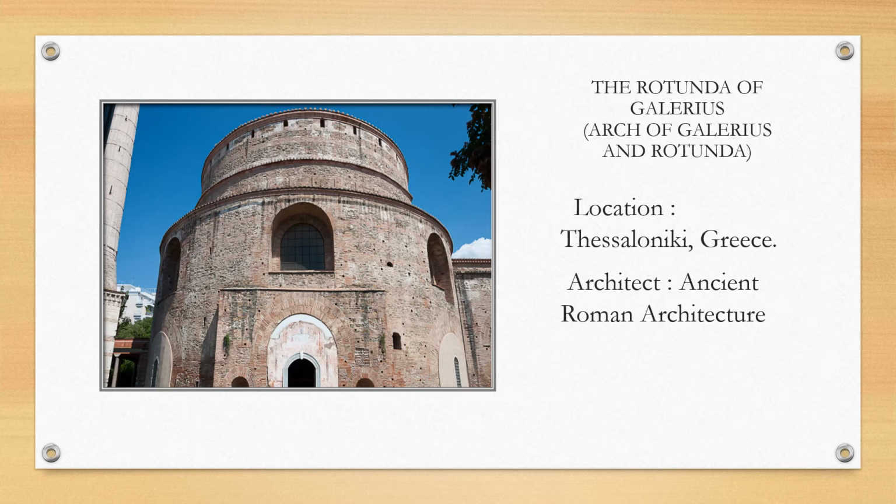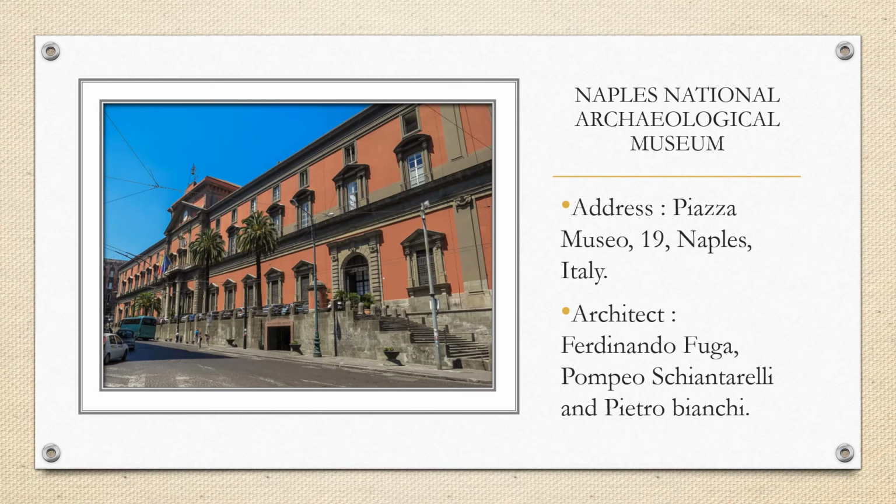Next is the Rotunda of Galerius, Arch of Galerius and Rotunda. Location Thessaloniki, Greece. Architect Ancient Roman Architecture. Next is Naples National Archaeological Museum, address Piazza Museo in Italy. Architect Ferdinando Fuga, Pompeo Ciantarelli, and Pietro Bianchi.